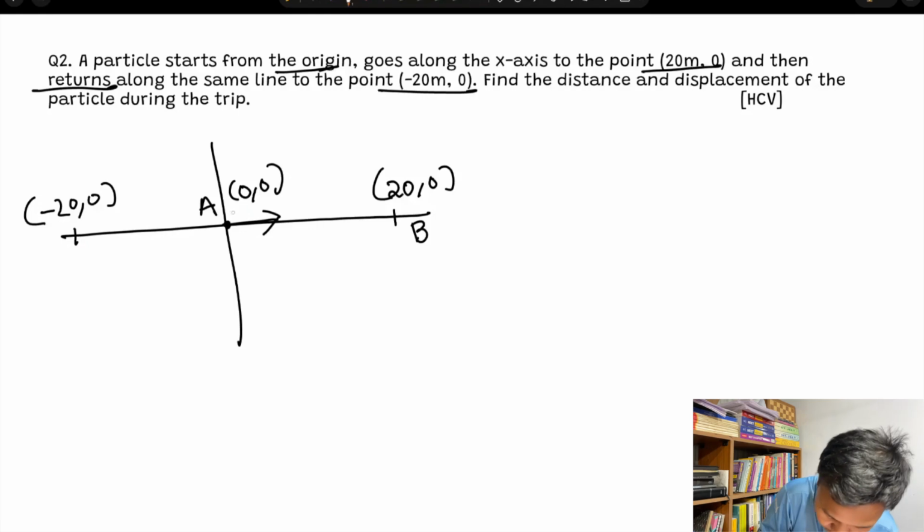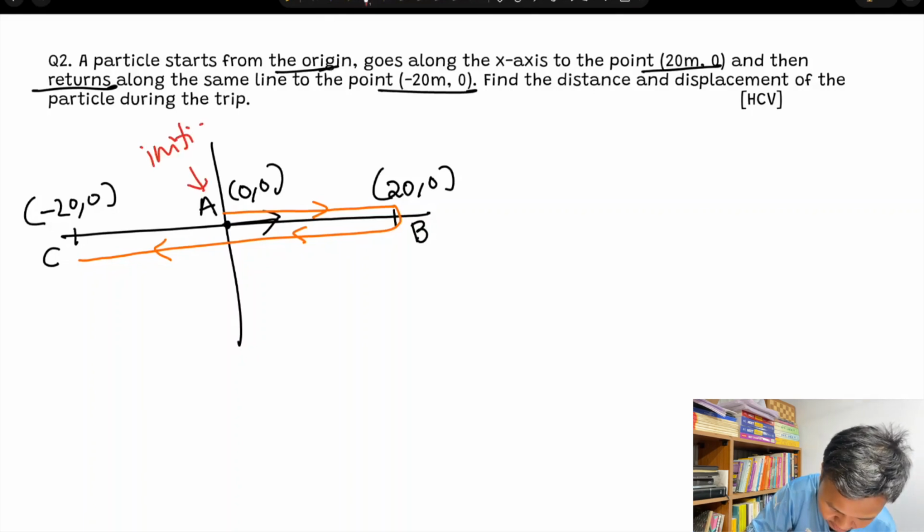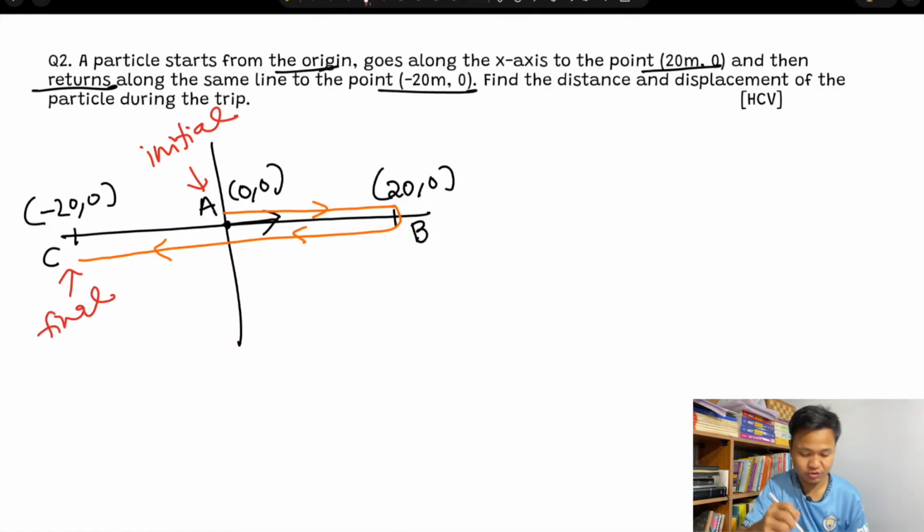See the whole path, I go from A, okay, I come back and then reach, let's say, point C. So I start from A, I go to 20, 0 at B and then return along the same path to point C, that is minus 20, 0.